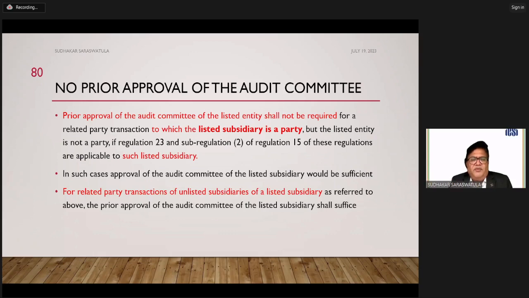If the subsidiary company, by any chance, is a listed subsidiary, then obviously the transactions need not flow up to the listed entity's audit committee. It will be there at the audit committee of the listed subsidiary only. That means any transactions of the listed subsidiary need not flow to the audit committee of the listed entity. Similarly, the transactions of the subsidiary of the listed subsidiary also need not flow to the ultimate listed entity's audit committee.